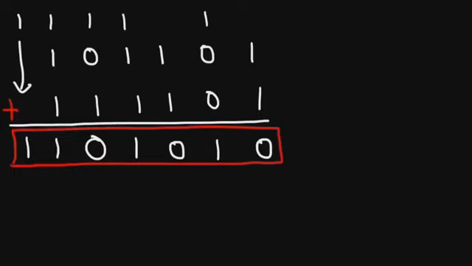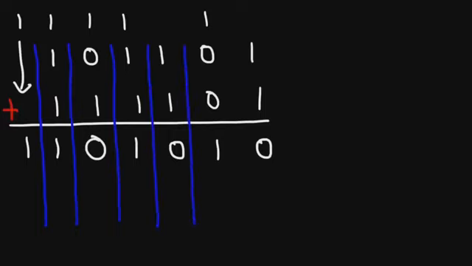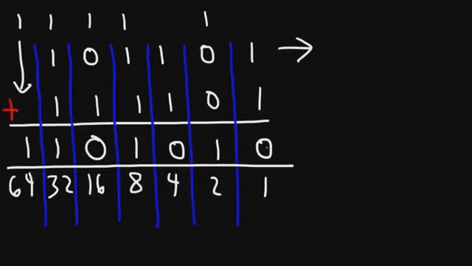But as always, let's confirm it. So let's begin by drawing lines to separate the columns from each other. And then let's write the powers of 2. 2 to the 0 is 1, 2 to the 1 is 2, 2 squared is 4, 2 to the third power is 8, 2 to the fourth power is 16, 2 to the fifth is 32, and 2 to the sixth is 64. So let's convert the first binary number into its decimal equivalent.